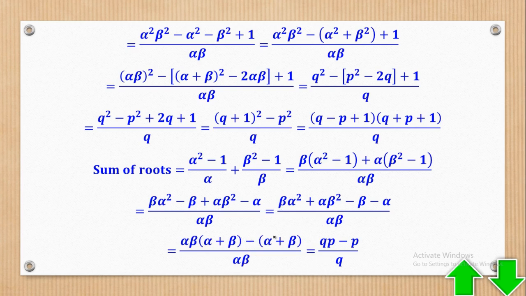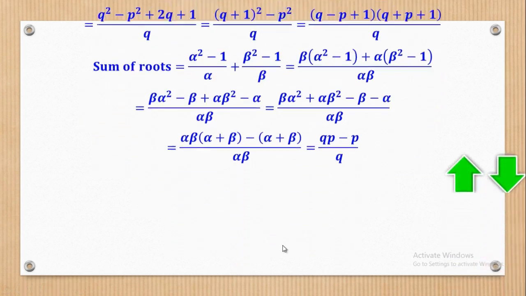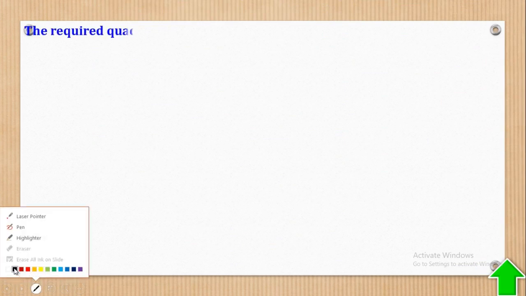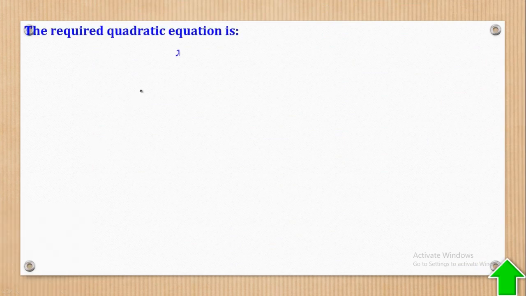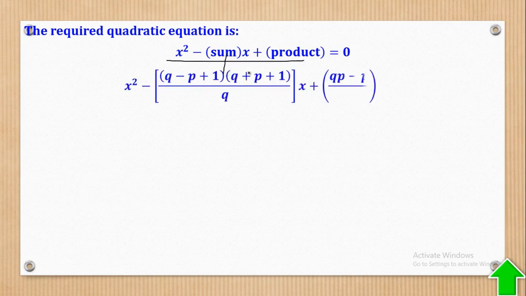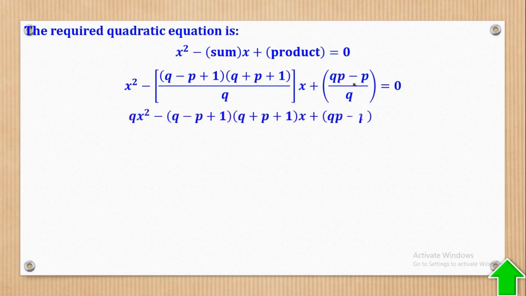So now that I've got sum of roots and product of roots, I can now write the quadratic equation which they want. So I'll come and say that the required quadratic equation is given by this expression. So I'll replace sum here and replace product here. Multiply throughout by the LCM to come up with that.